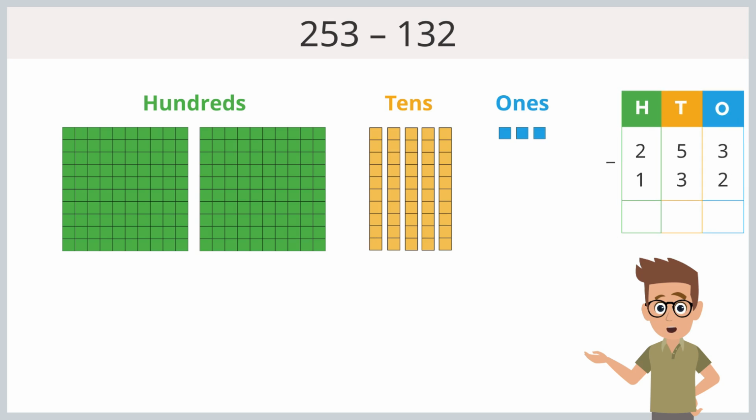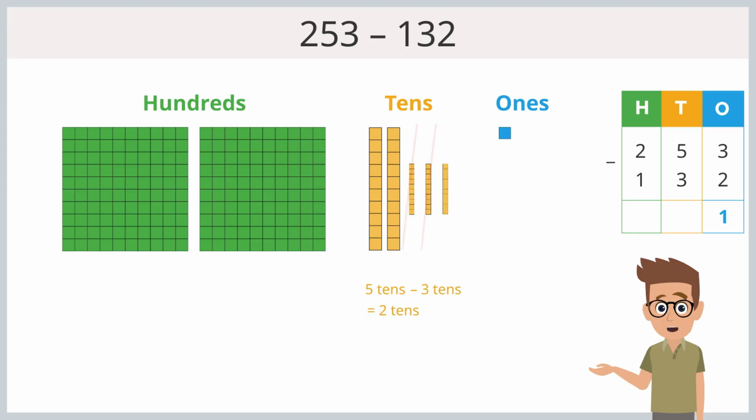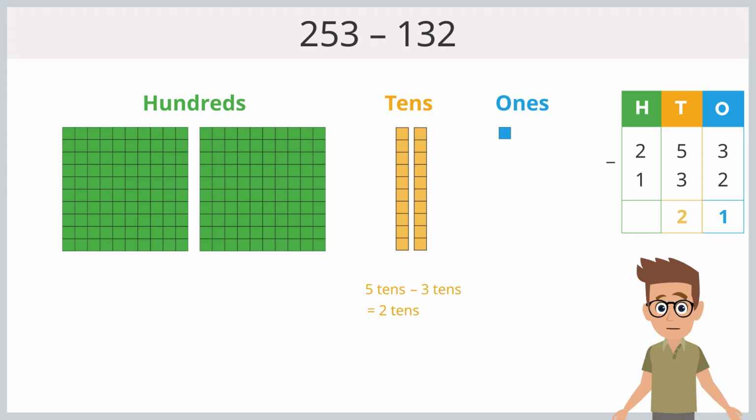We start subtracting from the smallest place value. So, we subtract the ones first. 3 ones minus 2 ones equals 1 one. We have 1 one left. Next, we subtract the tens. 5 tens minus 3 tens equals 2 tens. Now we have 2 tens.